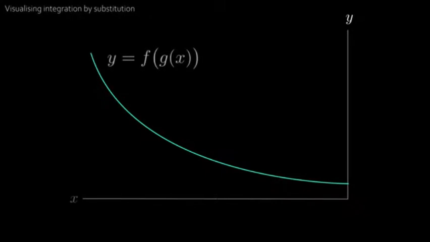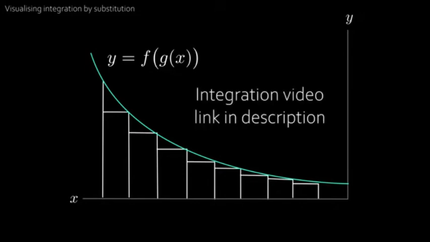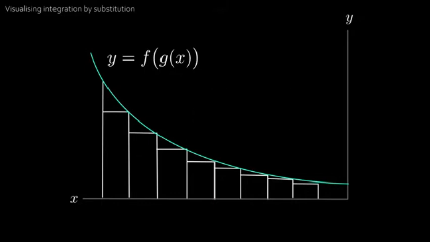Well, let's start with a graph of y equal to f of g of x, and recall that we can approximate the area under the curve with rectangles, and to get the exact area we take the width of the rectangle and make it as small as possible. And if this doesn't sound familiar to you, check out our integration video linked in the description below where we explain all of this. Now we're going to focus on one thin rectangle between x and x plus delta x, where delta x is some small change in x.